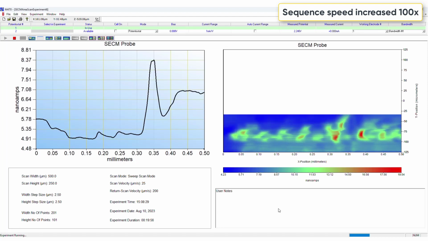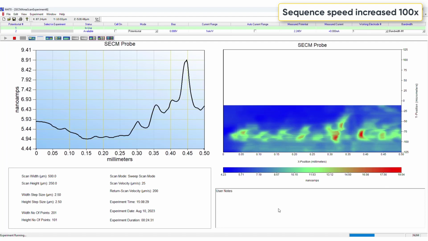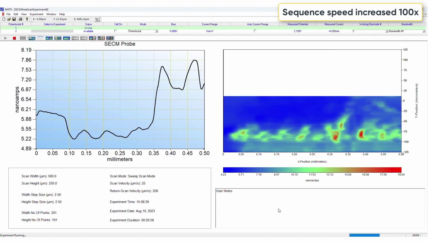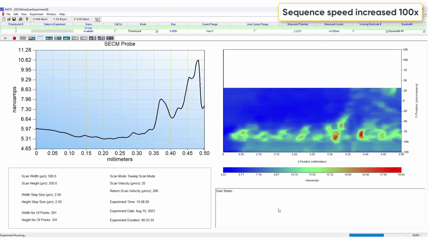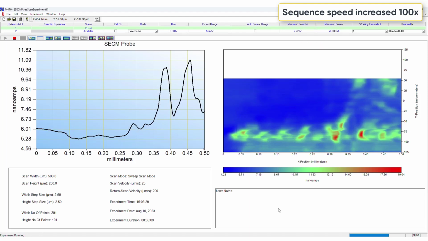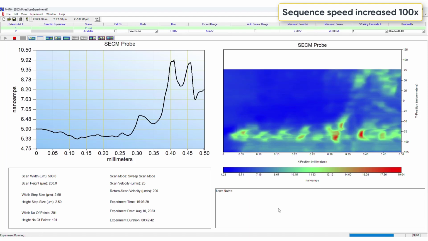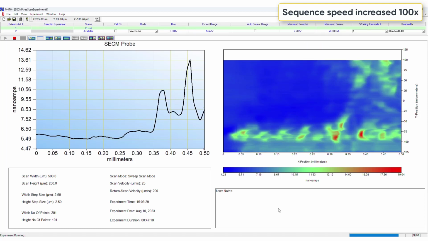By using the approach curve topography extrapolation experiment with the sweep scan with height tracking functionality, we ensure the shortest experiment times can be achieved. The high current areas which appear correlate to more active regions on the aluminum surface.